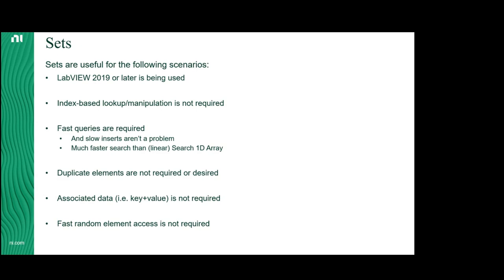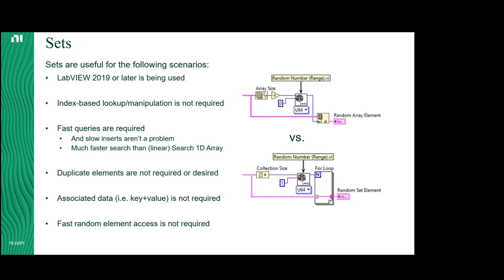And then if you need fast random element access, so there's a lot of times where you need to just pull a random element out of an array, right? Well, look at this code here. The code on the top pulls a random element out of an array. And if you're not aware, LabVIEW has the random number range function where you give it a range of numbers and it'll generate a random value. If you want a random element out of an array, you just generate a random number and pull out the element at that index, and you're good. That's very efficient. Pulling out a random element from a set is not efficient.